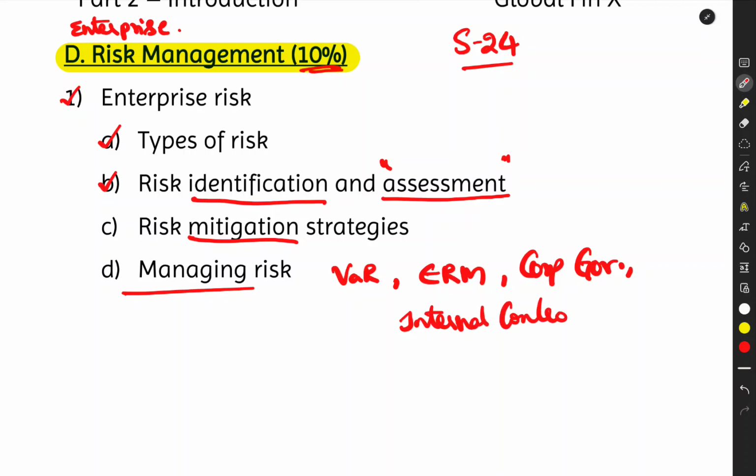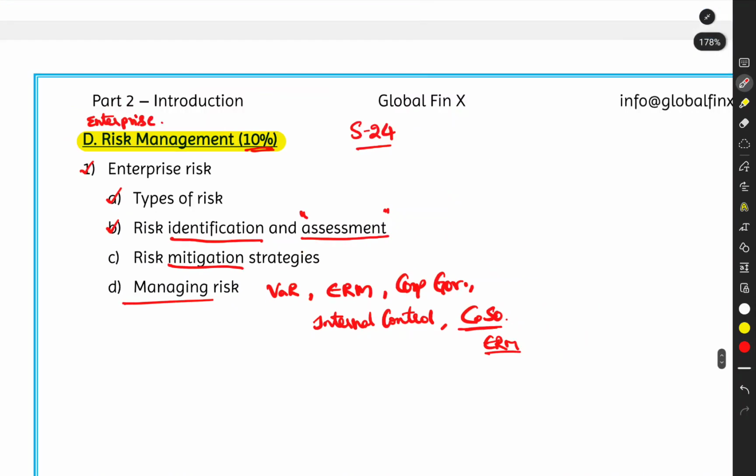How do you control your risk? By having strong internal controls. So follow the COSO framework, Committee of Sponsoring Organizations. They gave you an ERM framework to follow, enterprise risk management. You can follow that to reduce your overall risk. So that, my dear friends, is your section D for 10% of your score, that is related to enterprise risk management.